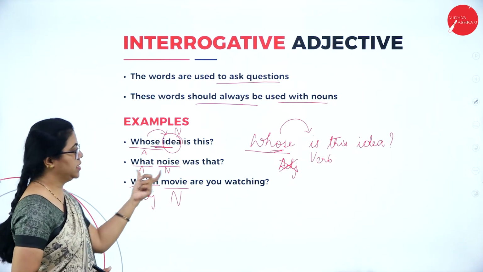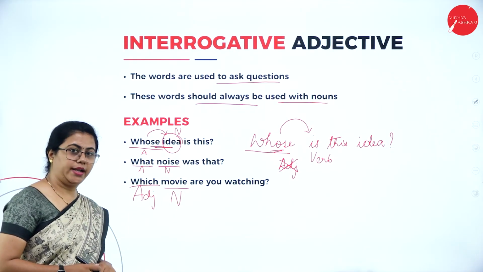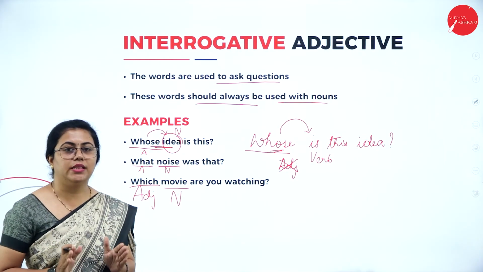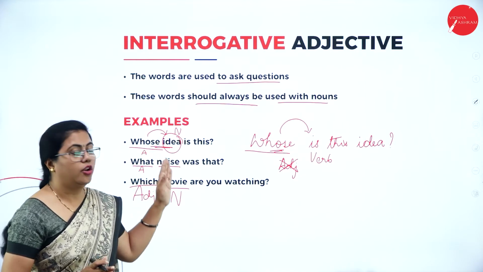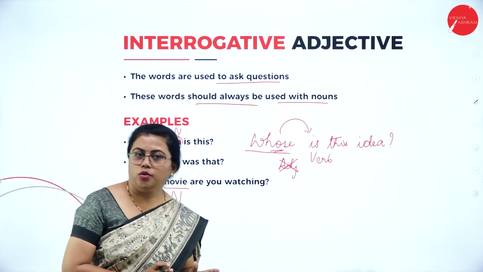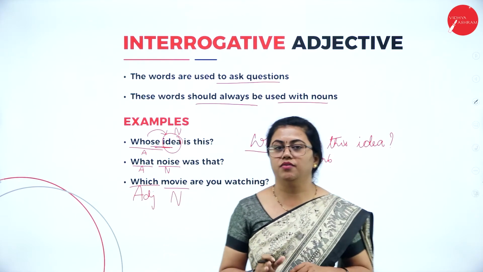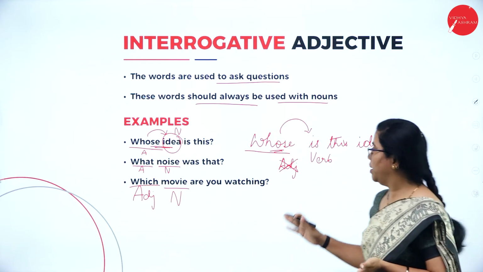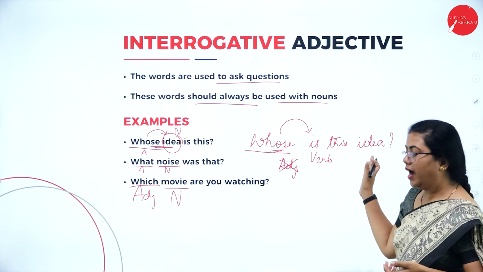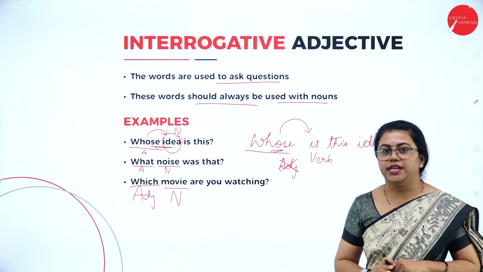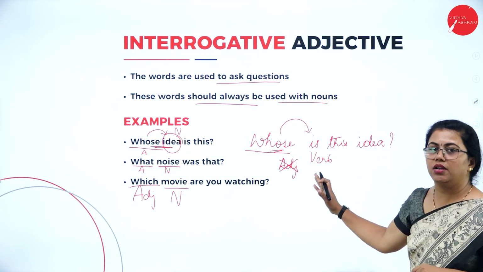Here also, which is the movie you are watching? That time I am not using which and movie together. So whenever I am not using that word which, that is the interrogative word, along with the noun, that time it does not become an adjective. So please do not get confused. In your exam, they might give this sentence and ask you to identify which type of adjective it is or identify the adjective. But please do not get confused.